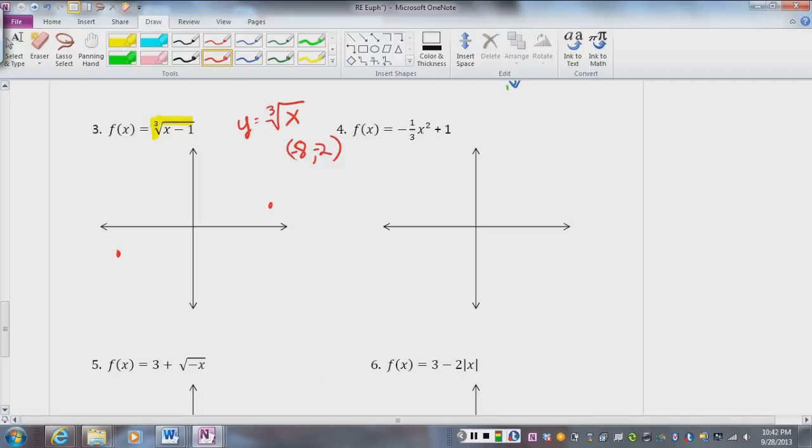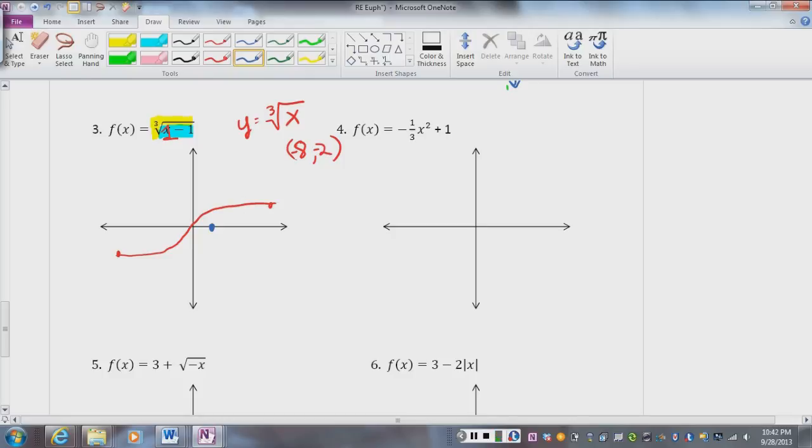So my parent function is going to look like that. However, this function has been modified a little bit. We're looking at the part with x. How can I zero that out? Well, if x is positive 1, then y is 0. So I'm going to graph that in blue. If x is positive 1, y is 0.